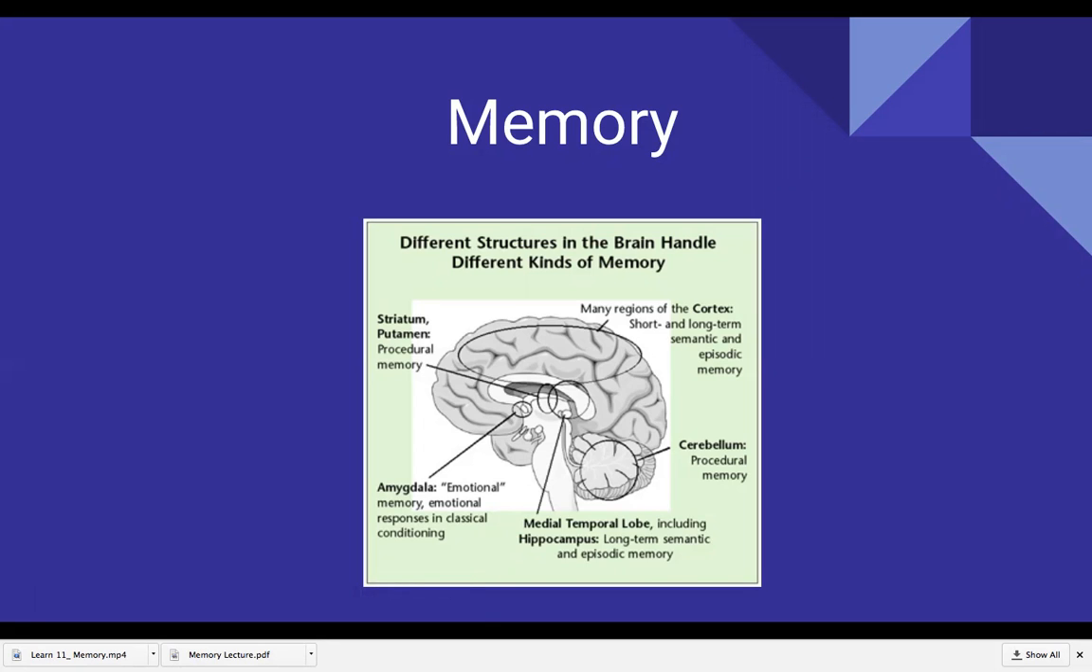So for this video lecture, we're going to go over the 3 stages of memory. And I'll also be explaining what consolidation is, the process of consolidation, because it's important to our memory function, or effective memory function.